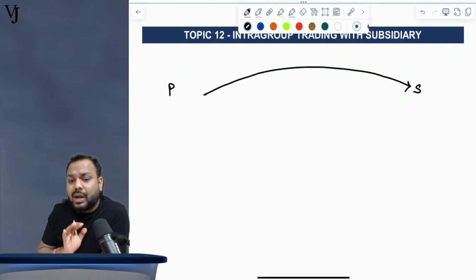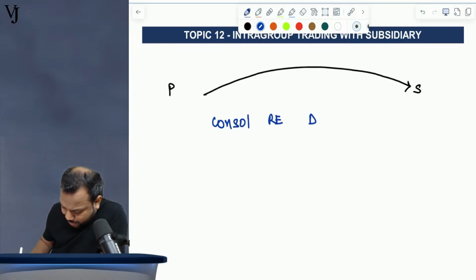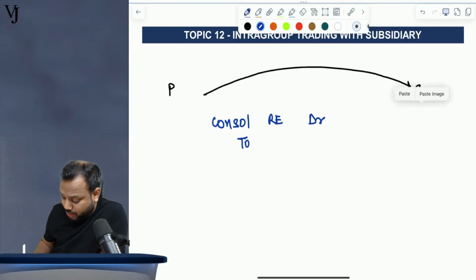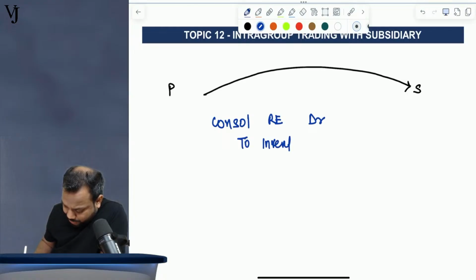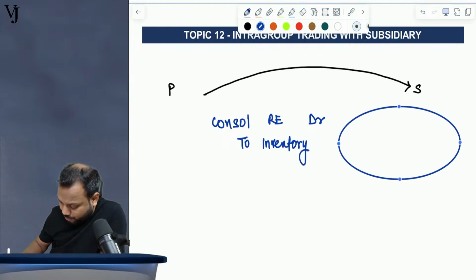Tell me, who has earned the profit? Parent. And now, where do we record the profit of the parent? Console RE. So the journal entry will be console RE account debit. And who has the inventory? Subsidiary. So we have to reverse the inventory by the amount of unrealized profit.